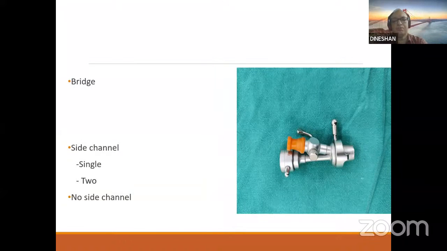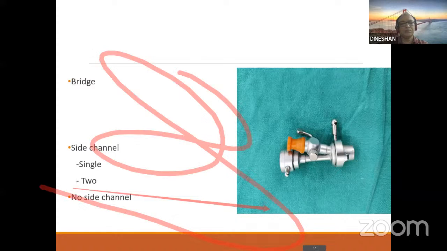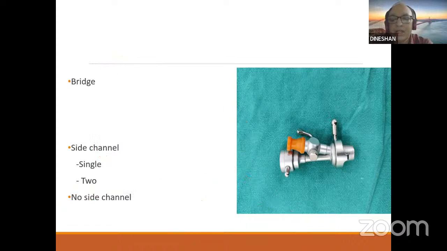Now we'll go on to the bridge. This is a standard bridge. The standard length is 6 centimeters, and it is a universal one. So you don't have different bridges for different sheaths. For every sheath, it's a standard. So it fits in with every sheath.